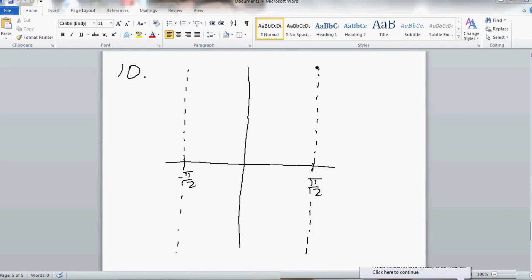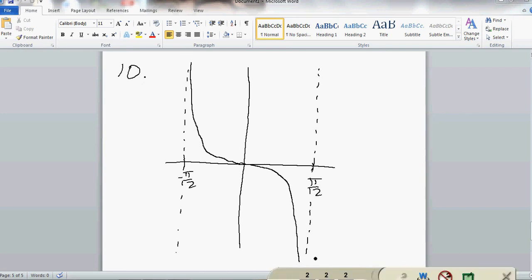So y equals negative tangent of x is going to be reflected over the x-axis. So we're going to get something that looks like this. It's going to come along here. It's still going to go through 0, and then it's going to fall down like that. So this is more or less what y equals the negative tangent of x is.